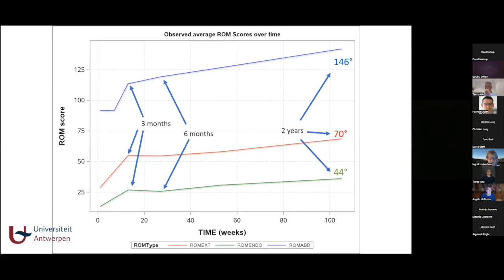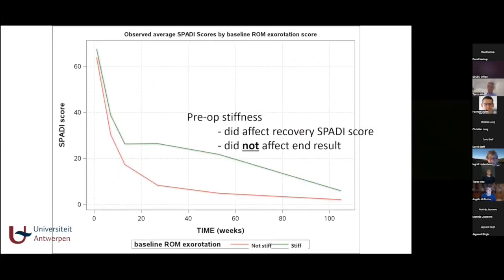The last 3 graphs are to see if there is an effect of preoperative stiffness or previous surgery on the SPADI score. Here we see that preoperative stiffness for external rotation does affect the slope for the SPADI score. We see that both slopes are definitely not the same, but it does not affect the end result. So at the end, there is no difference.